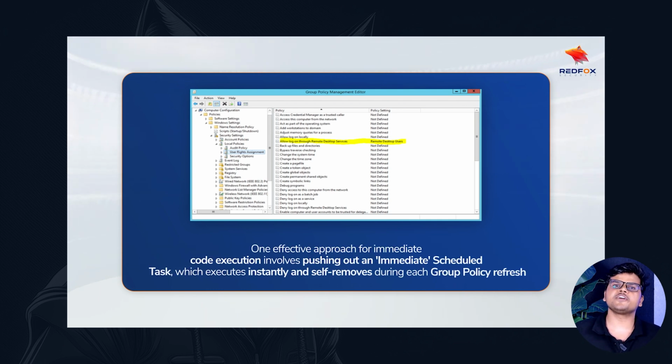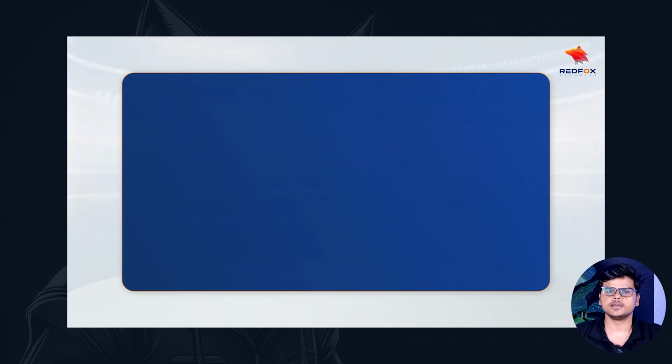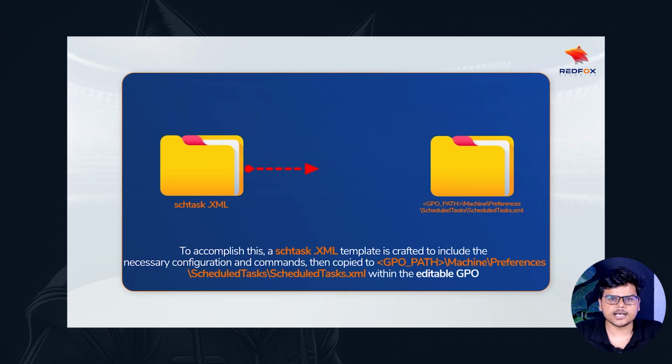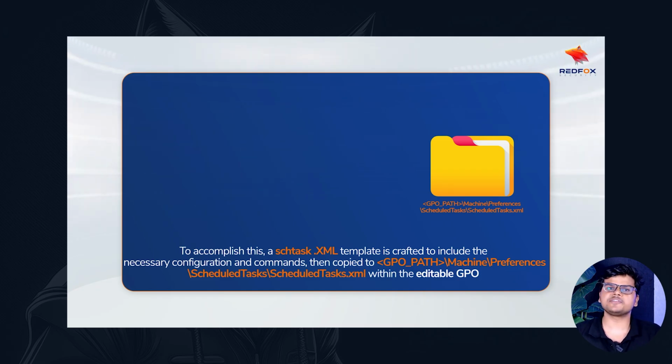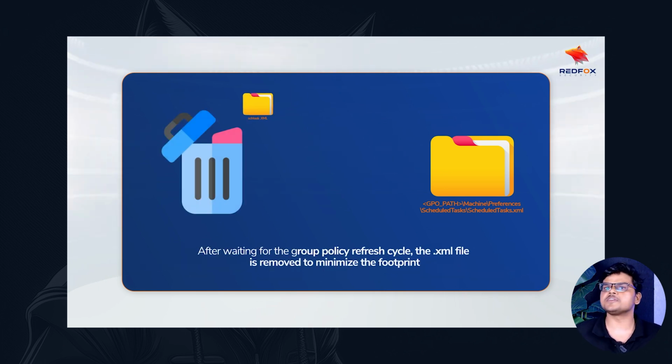One effective approach for immediate code execution involves pushing out an immediate scheduled task, which executes instantly and self-removes during each group policy refresh. To accomplish this, a schtask.xml template is crafted to include the necessary configuration and commands, then copied to the GPO path /Machine/Preferences/ScheduledTasks within the editable GPO. After waiting for the group policy refresh cycle, the .xml file is removed to minimize the footprint.